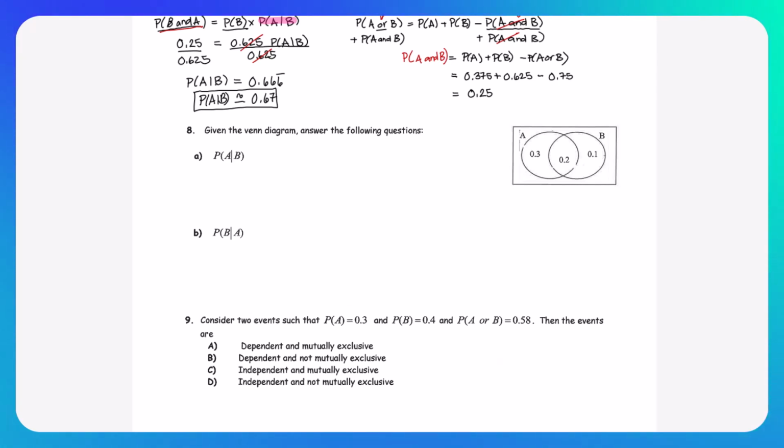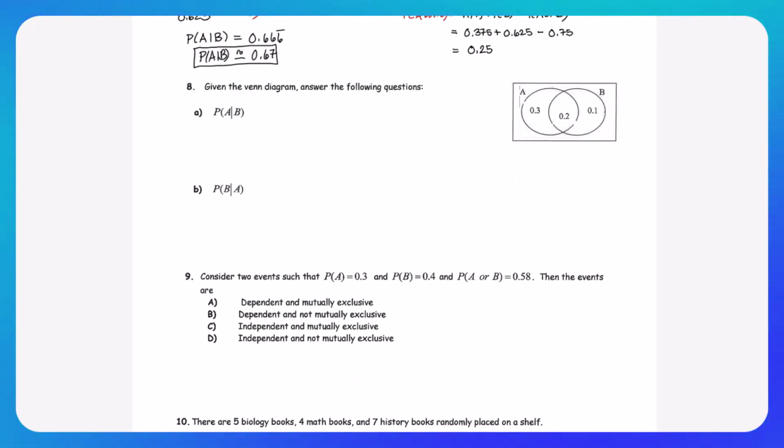Now let's look at number 8. Given the Venn diagram, answer the following questions. What is the probability of A given B? So this is telling us that these are dependent events. And because we're looking at the probability of A given B, the probability of B and A equals the probability of B times the probability of A given B. Notice because the A was here, it's the second one, so that means B happened first. So that's why I wrote it B, then A.